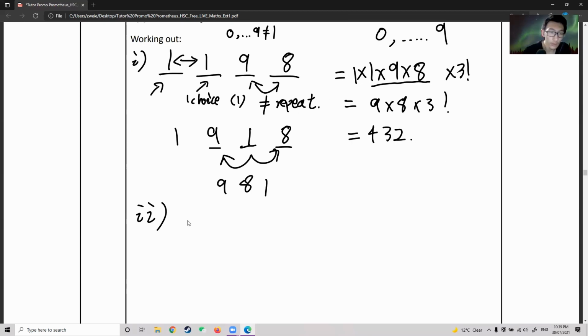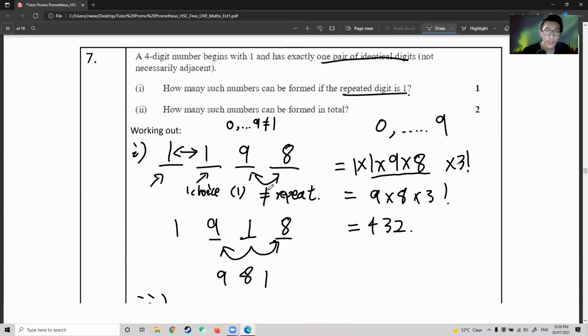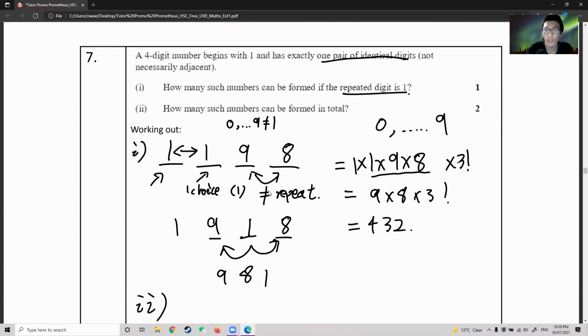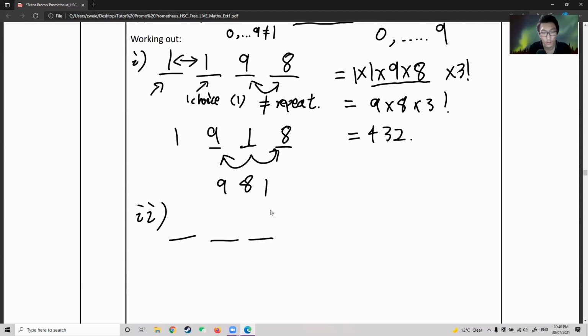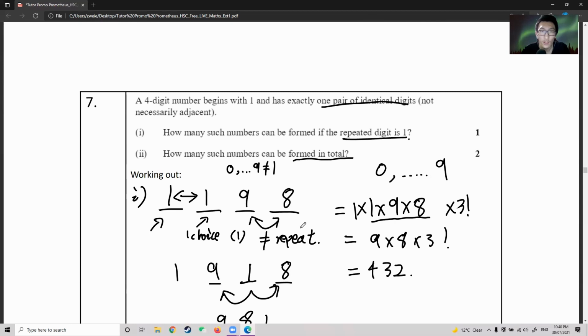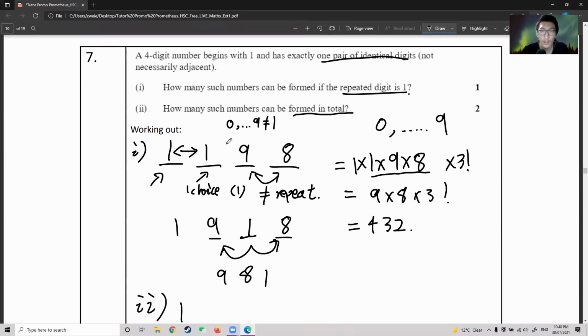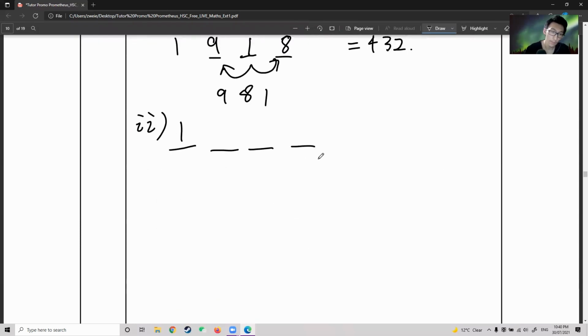Okay. Part 2, let's have a look at what it says. How many such numbers can be formed in total? So we now know that we either have one repeat, and it doesn't have to be 1, but however, I still have my 4 slots. First is fixed with 1. And then how many such numbers can be formed in general?